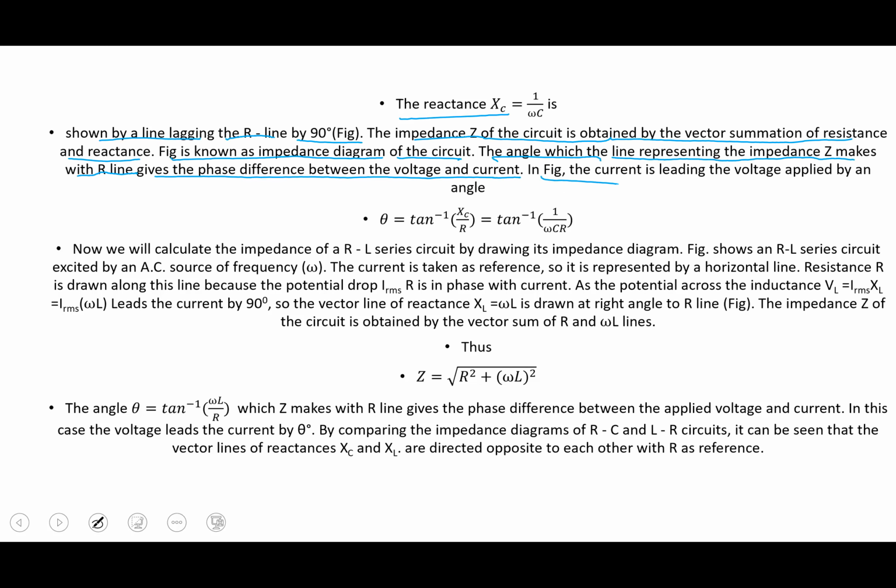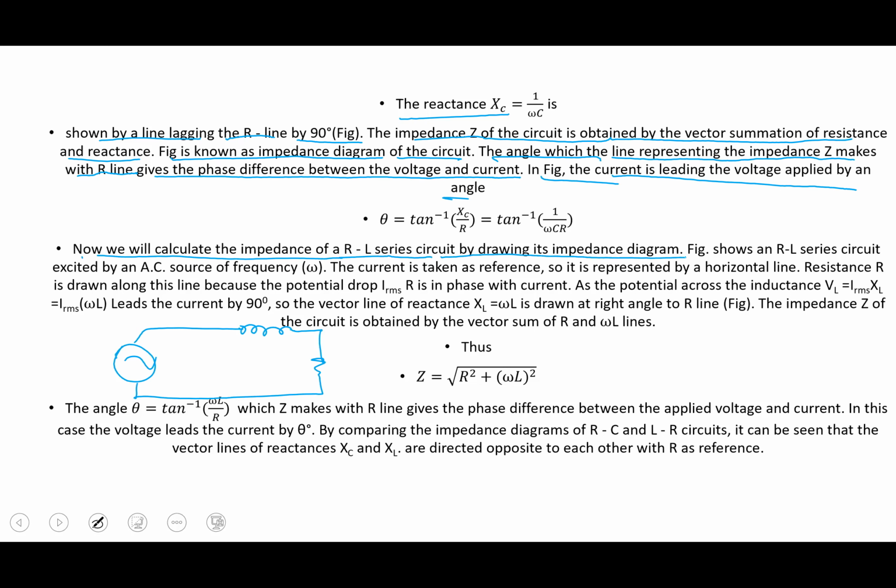In the figure, the current is leading the voltage applied by an angle. Again, theta is equal to tan inverse XC divided by R, which is tan inverse 1 over omega RC. We will calculate the impedance for the RL circuit. That means if the alternate source was applied across the inductance as well as resistance, now, what will happen in that case?